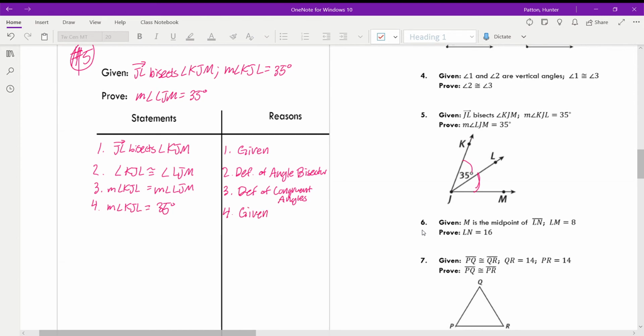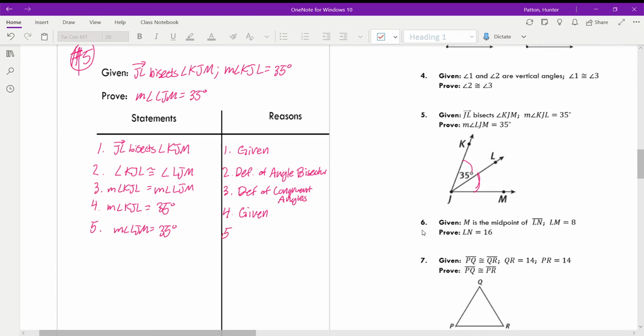Okay, now, step 5. Since I know that angle KJL is 35 degrees, but I know that KJL is equal to LJM, this then tells me that since KJL is 35 degrees, the measure of angle LJM is also equal to 35 degrees.